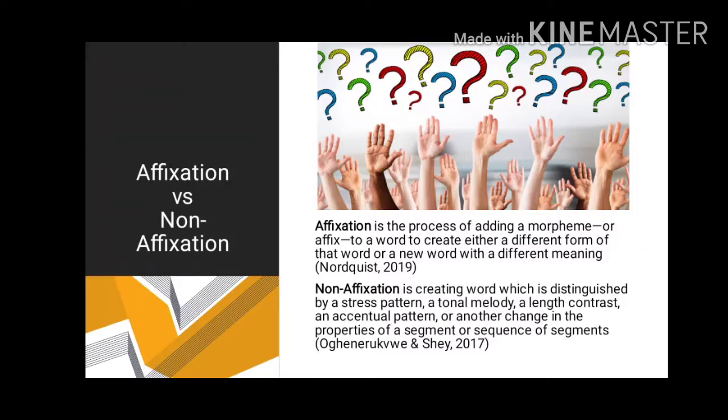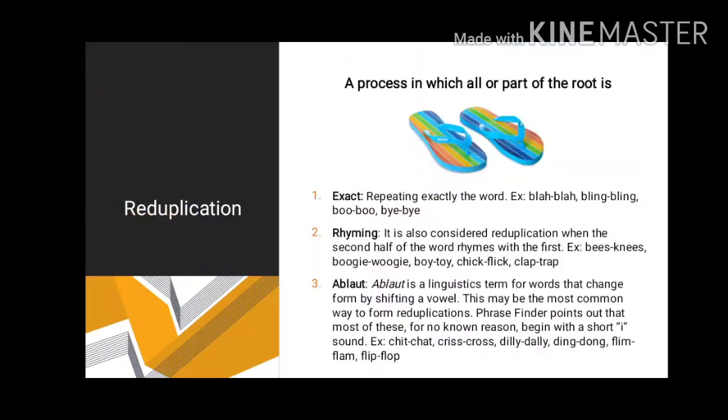But in the non-affixation process, you will create a word by distinguishing it by the stress pattern, tonal melody, length contrast, an accentual pattern, or another change in the properties of a segment. There are some non-affixation processes in morphology. The first is reduplication, which means that you will reduplicate or repeat the root of the word.